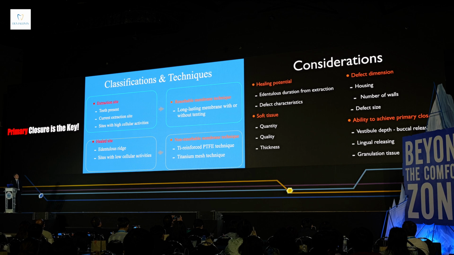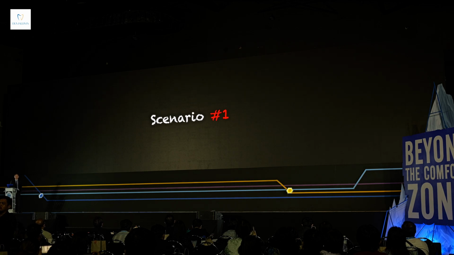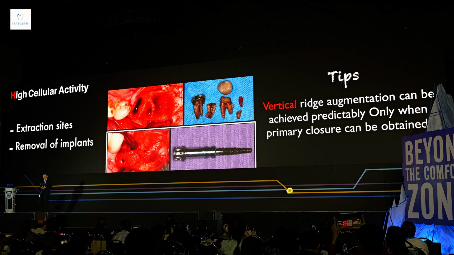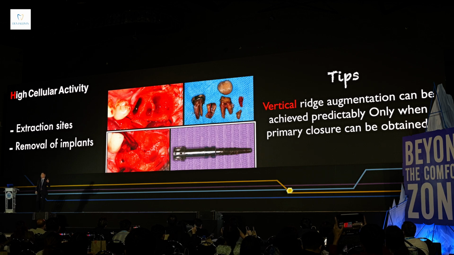There is a lot of consideration you have to look into: healing potential, soft tissue, as I mentioned, and of course the defect dimension. If we have a huge defect versus a small defect, then we should think differently, all right? And of course, we do have different protocols for each type of consideration. So I'll give you scenario number one. Scenario number one is when we have high cellular activity, meaning great healing potential, a lot of cells, either from an extraction site or from an implant removal site.